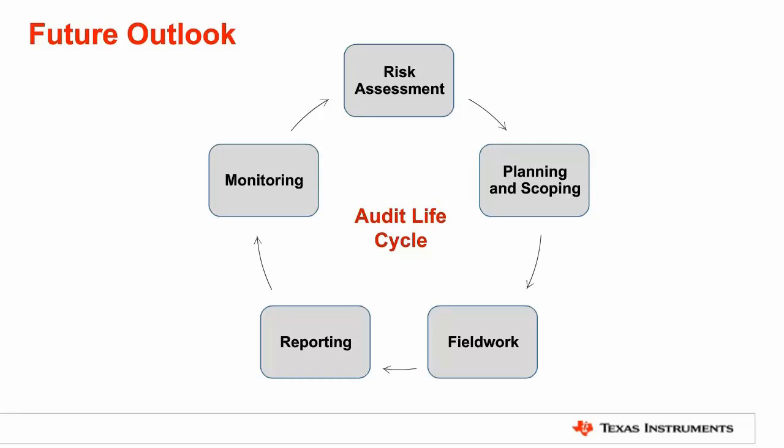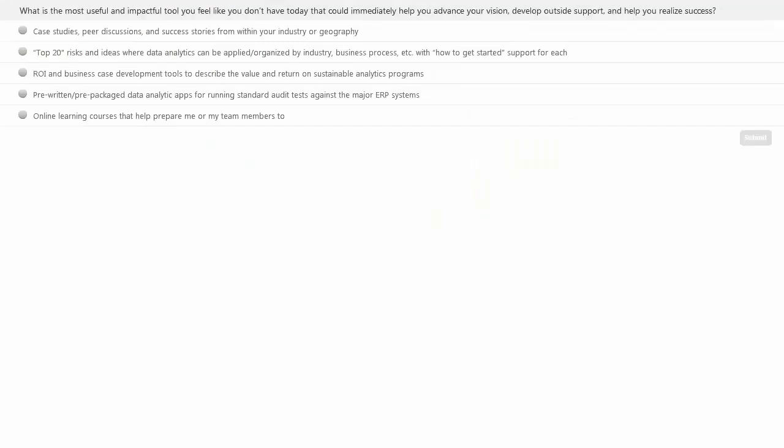So with that, wrapping up TI's story, that will bring us to our fourth polling question. Thank you. We'll go ahead and stay on the screen for about 60 seconds before we move on to the results, so we make sure everybody has enough time to answer the question. This particular question is, what is the most useful and impactful tool you feel like you don't have today that could immediately help you advance your vision, develop your outside report, and realize your success in this particular area? There are some options for you to choose from, so go ahead and read through all of them. While you're reading through them, we'll keep the screen up on the middle of your attendee console.